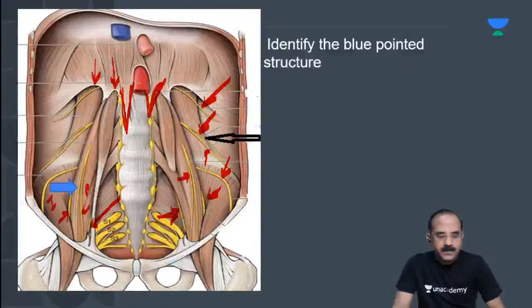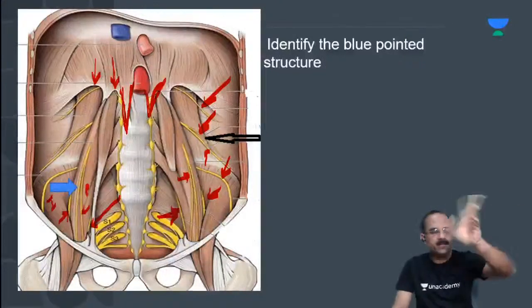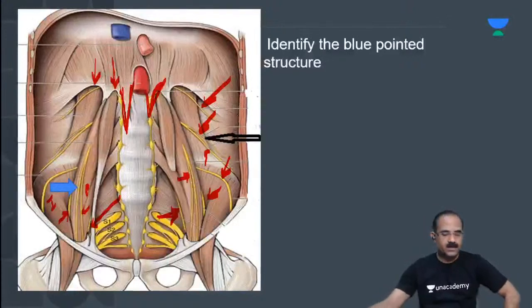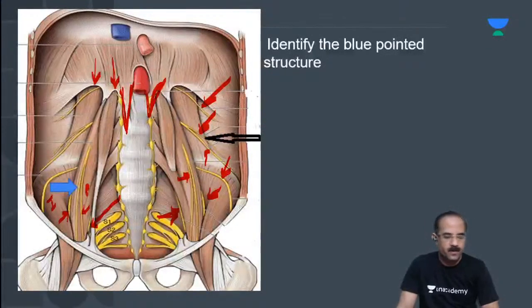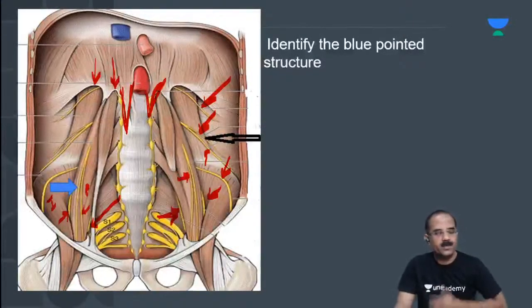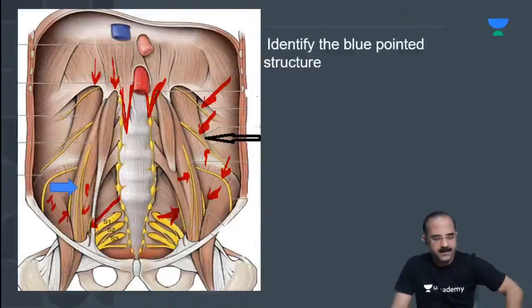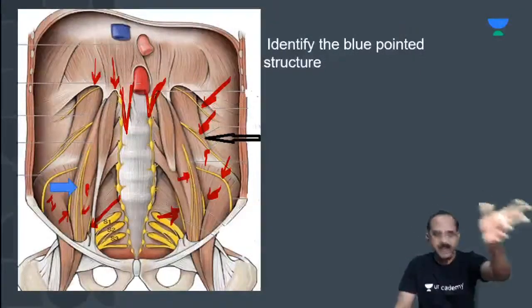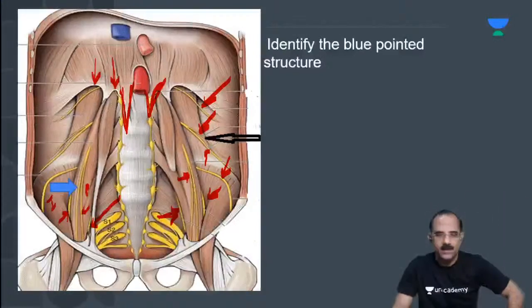Embryologically, the right and the left crus of the diaphragm are derived from. Yes, if you can answer this. Come on, answer. I'm asking you the embryological basis of derivative of the right and the left crus of the diaphragm. Septum transversum? No, it's not septum transversum.